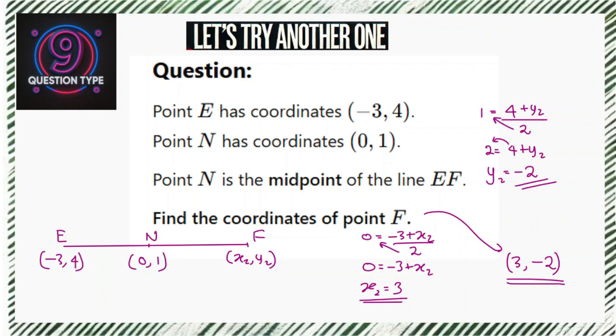Here's the answer for the last question. It's done exactly in the same way. So you make 0 equal to negative 3 add x2 over 2. Solve it to get your x value. Do the same thing to get the y coordinate, and you get the final answer. The coordinates of point F is 3, negative 2.